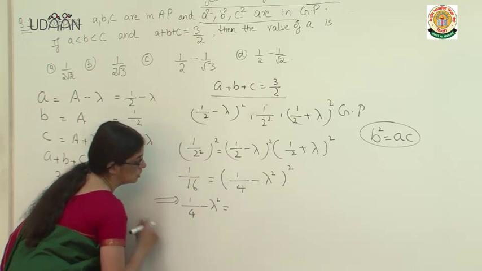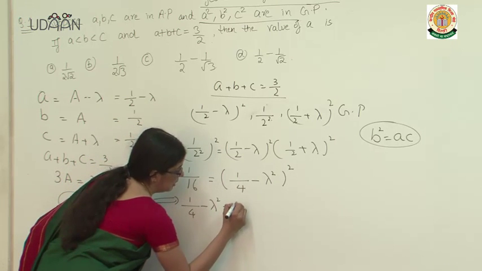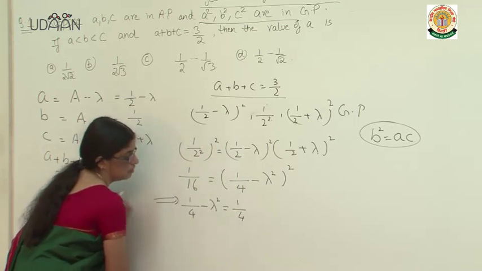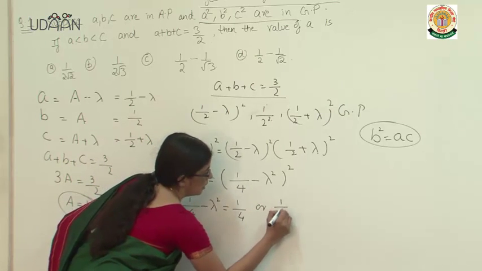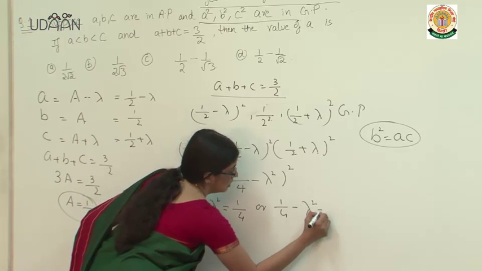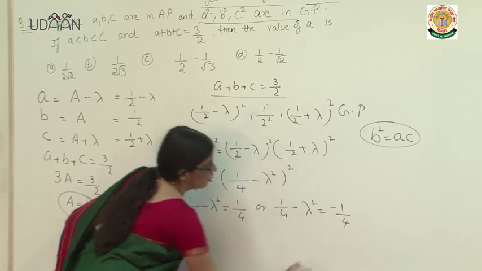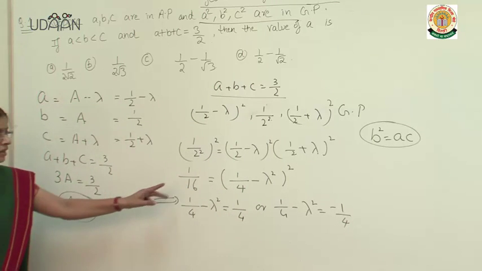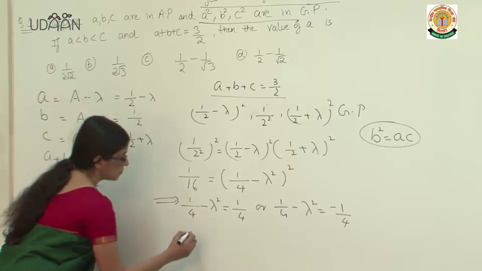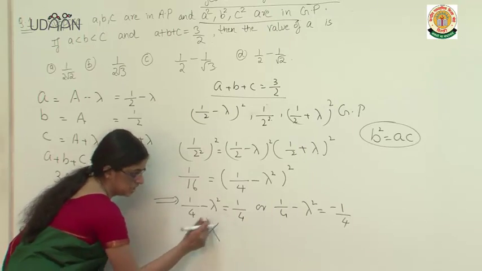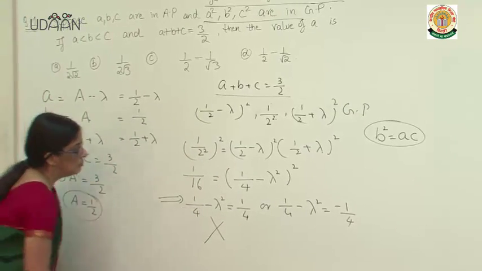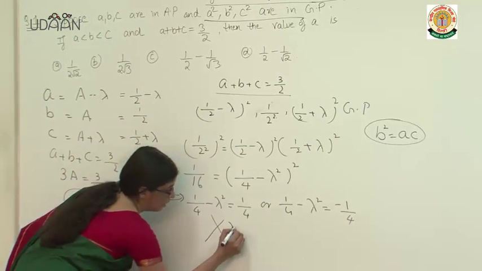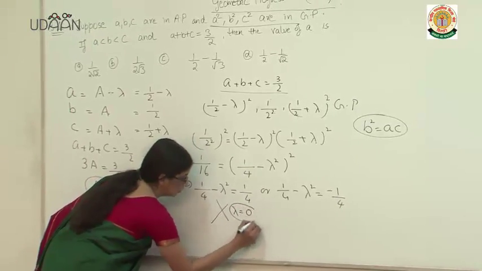Taking square root on both the sides, either it will be equal to 1 by 4 or 1 by 4 minus lambda square equal to minus 1 by 4. Two possibilities by taking square root. First one is rejected. Why is it being rejected? Because it gives you the value of lambda as 0.